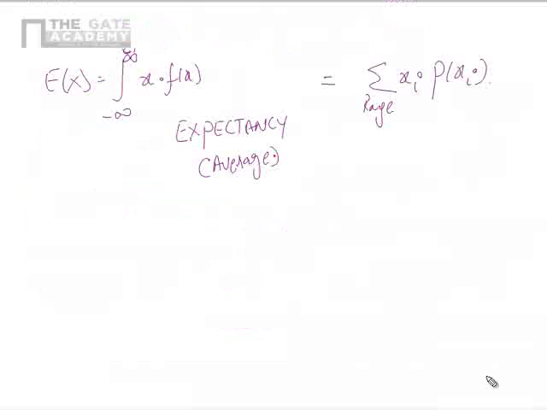So this is what we saw just now. This is the case of continuous. This is the case of discrete. Clear? Don't worry about the proof. We are not going to prove this. We will take this as a formula and proceed ahead. E of x is given as this.